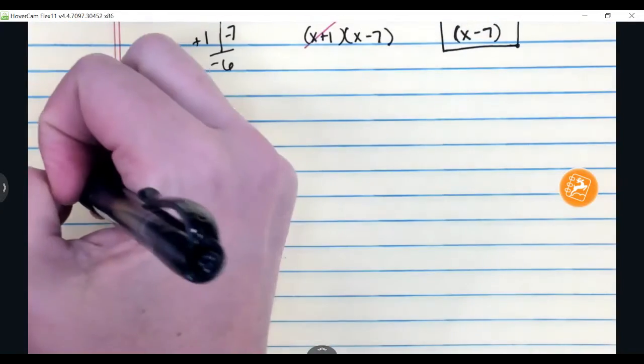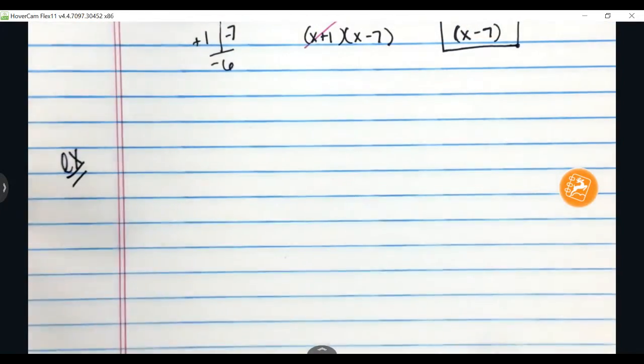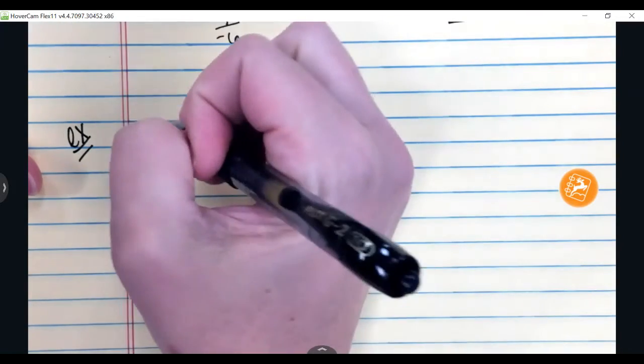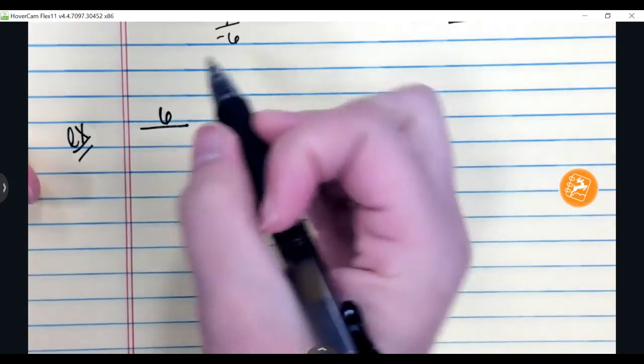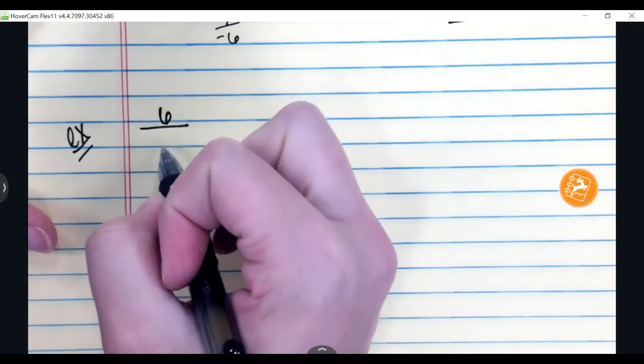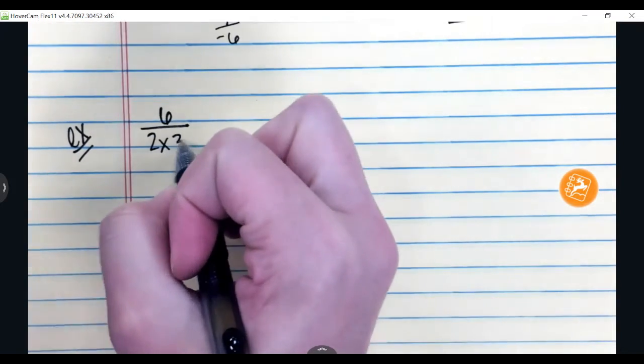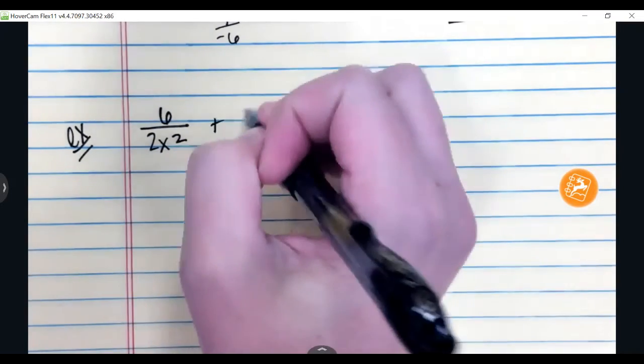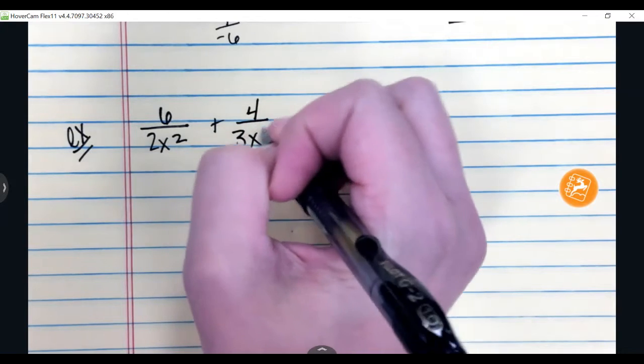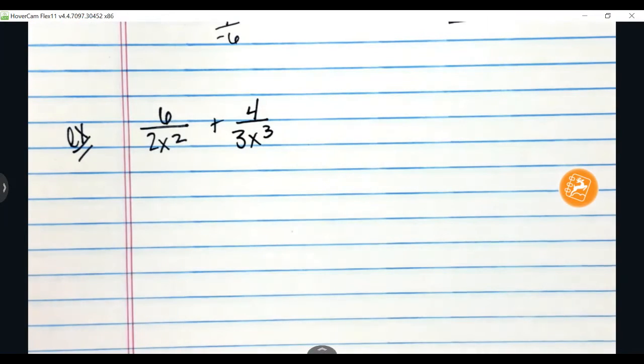All right, let's go to number 2. I think most of you are going to be able to do this one on your own. So I'm going to give you just a few minutes to see if you can get started, okay? 6 over 2x squared plus 4 over 3x cubed. I want you to see if you can get started for me.